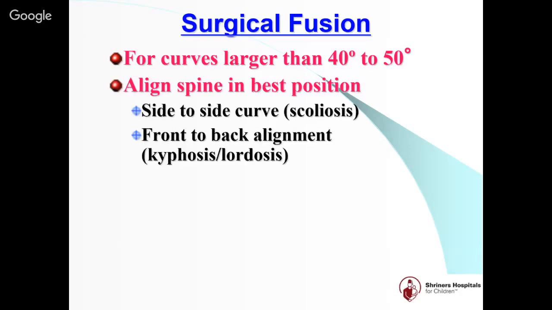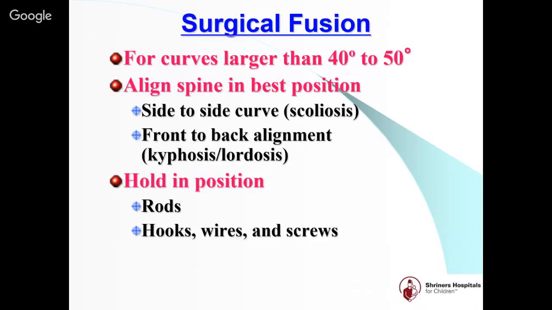All right, so what about somebody who we didn't have to do any kind of expandable device? We've now gotten them to just about done growing. What do we do there? So somebody's got a curve that's more than 40 or 50 degrees when they're done growing. And what we want to do is not only, like we said, make them look as good as possible when you're looking at them from the front or from behind, but more importantly, we want to get their side profile correct as best as possible. And we hold them in place with a rod down each side and a combination of hooks, wires, and these days more screws to grab the vertebrae to line them up well.